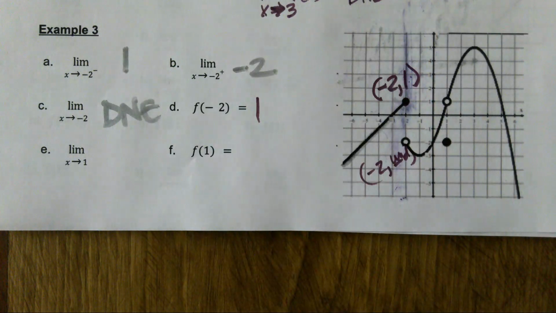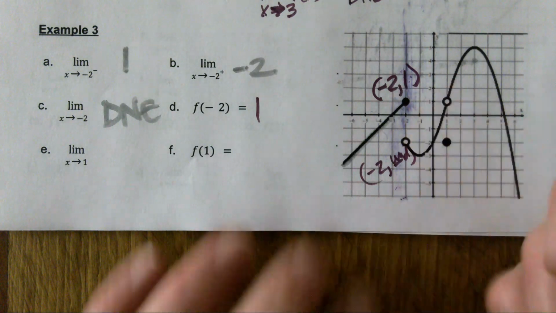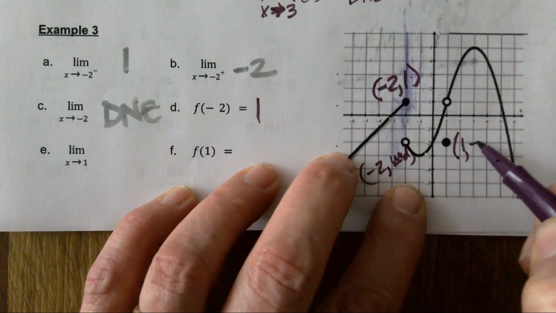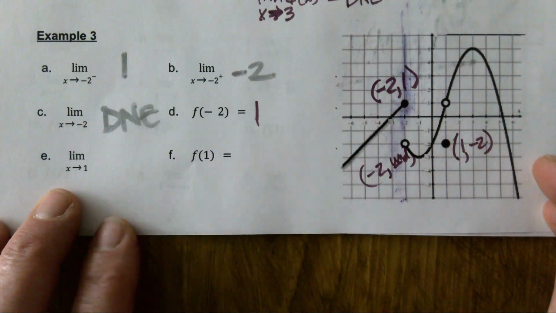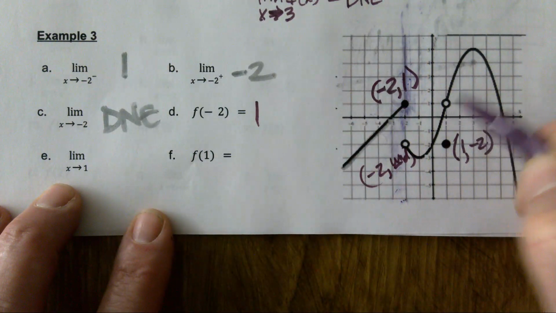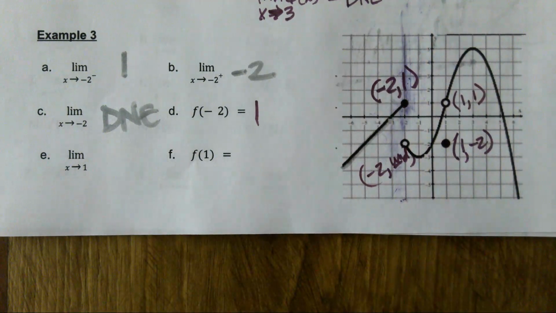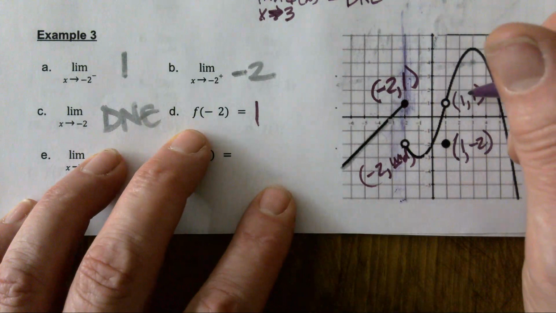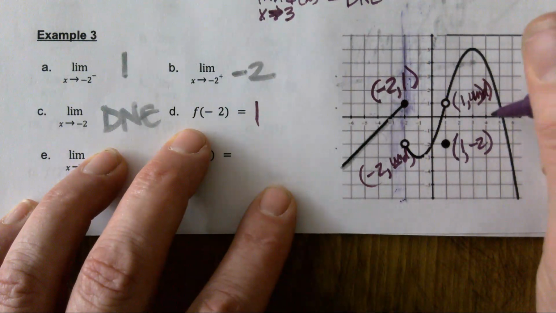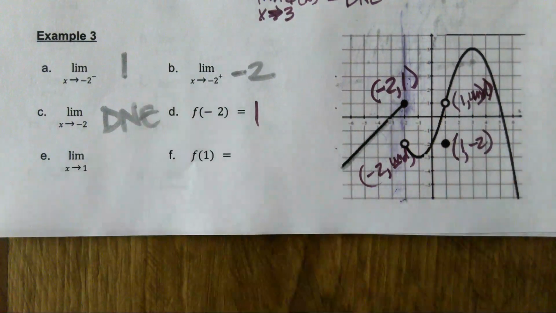So again, this point here, we can label this while I'm here, this is 1, -2. And this value up here is 1, 1. I shouldn't say 1, 1, it's 1 undefined, it's undefined at 1. Is it -2?